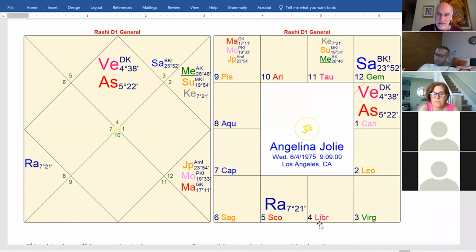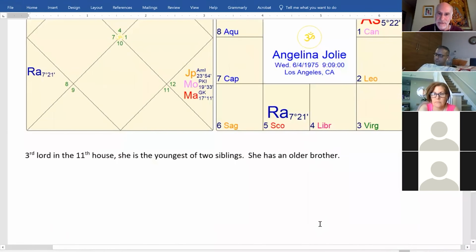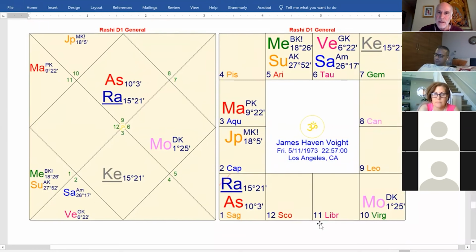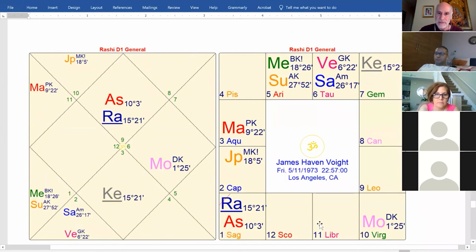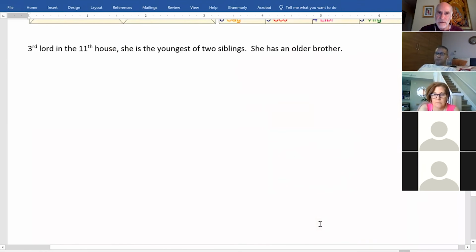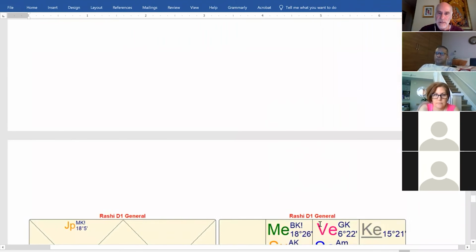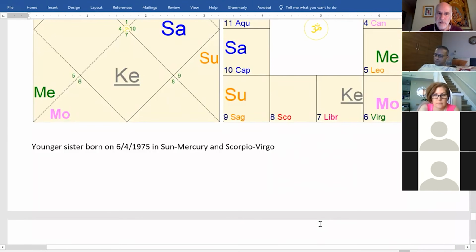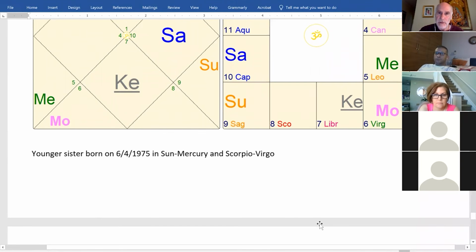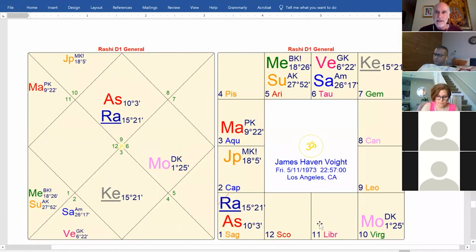She was the younger, right? So we wanted to look at the chart of the older brother, which is what you see here. Now, Angelina was born on June 4th, 1975, and it was in his Parashari Sun-Mercury period. I'm showing you his chart again.